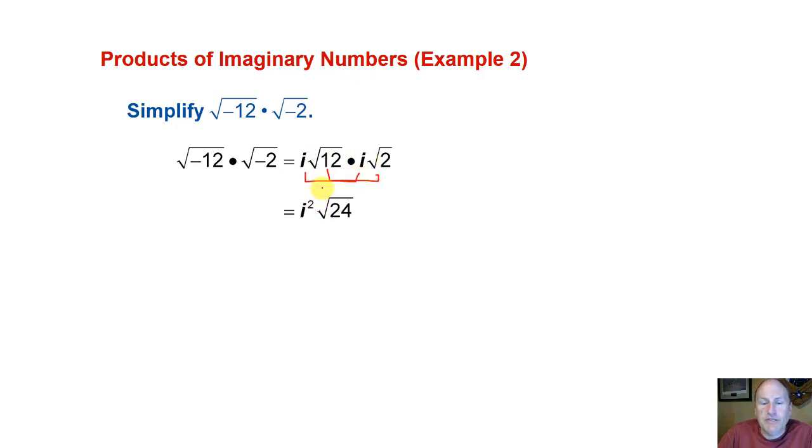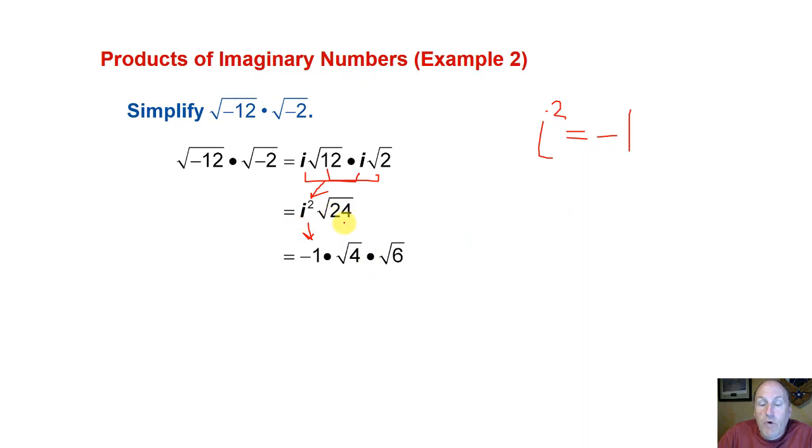We can actually combine some things here. i times i is i squared. The square root of 12 times the square root of 2 is the square root of 24. And of course, i squared is negative 1, one of our biggest properties. Really a very important property to keep in mind anytime you're working with these imaginary numbers. i squared is equal to negative 1.